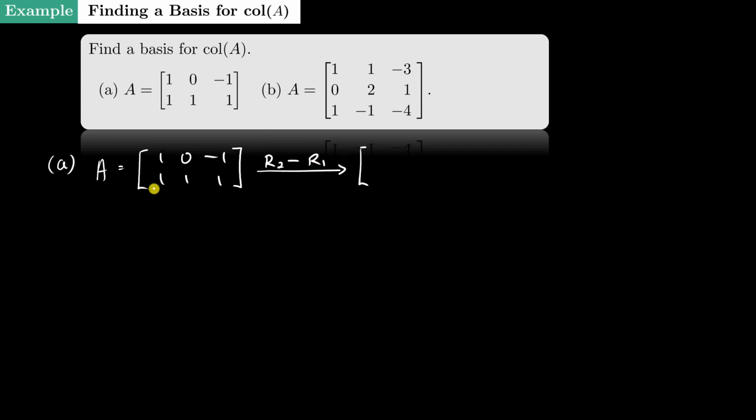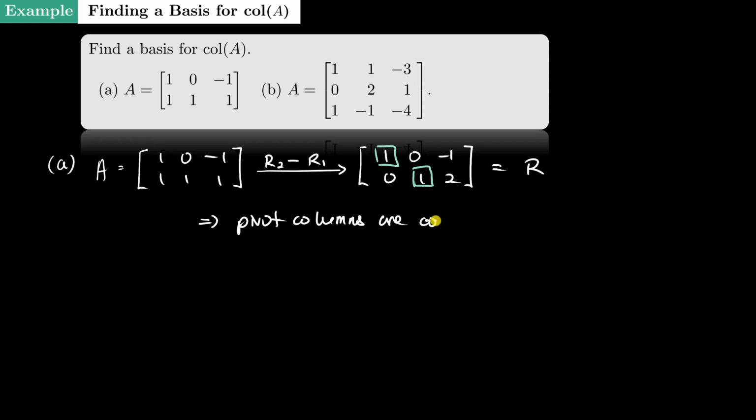That is to get rid of this number 1 below the first pivot. So we have 1, 0, -1, 0, 1, 2. And we can immediately identify our pivots to be 1 here and 1 here. Let's call this R. So this would imply that our pivot columns are columns 1 and 2.